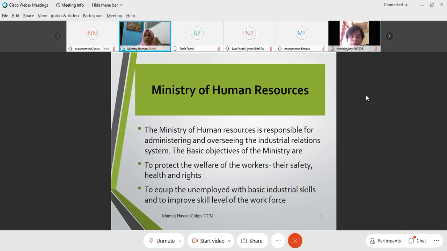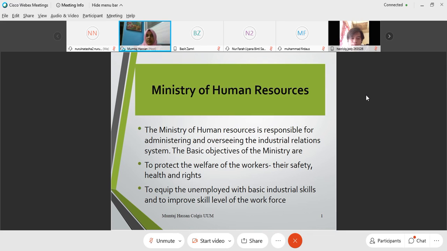So we have the Ministry of Human Resource, iaitu Kementerian Sumber Manusia. It is responsible for administrating and also overseeing the industrial relation system. That means all the acts like the Trade Union Act, the Employment Act, the Industrial Relations Act, the EPF Act, everything is under the Ministry of Human Resource. So this ministry is responsible for administrating and overseeing the industrial relations system in Malaysia.